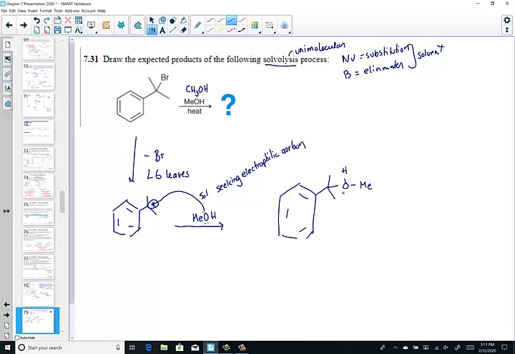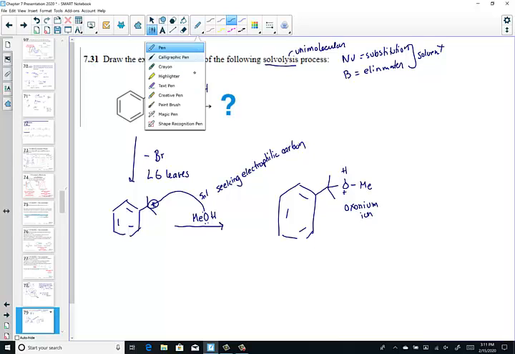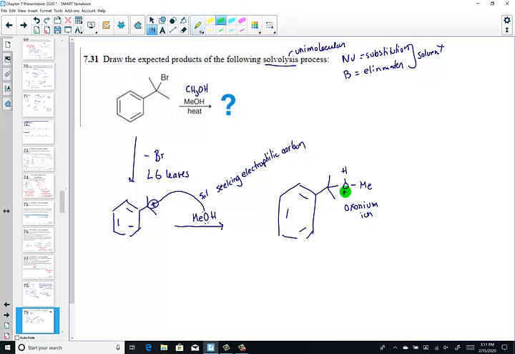Now this would have a positive formal charge, an oxonium ion, which is not the most stable configuration for that oxygen. Notice that it has a positive formal charge. So we need a next step to deprotonate that ether linkage. And that's the second step of the methanol. I'll just rewrite that as MeOH, the methanol.